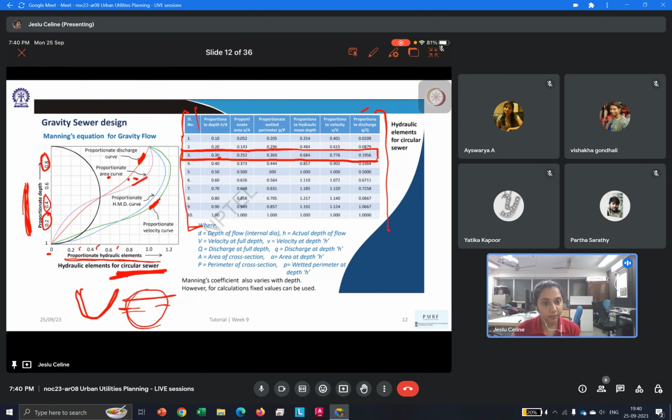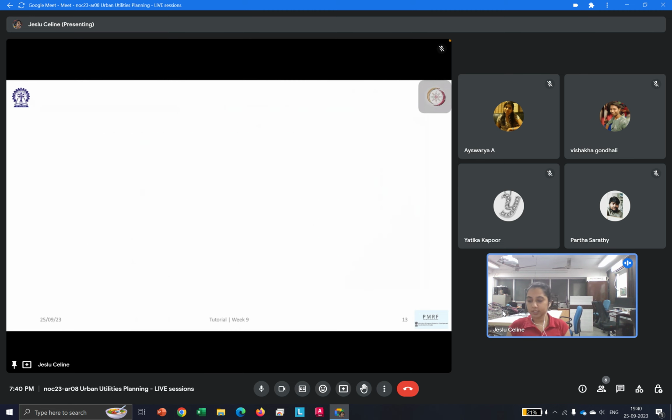So we've been asked to find the velocity. What is given here is v by V, where capital V is the velocity for 100% flow, and small v is what we are interested to find. And then this is q by Q, where capital Q is the discharge for 100% flow through the pipe, and small q is what we're interested to find. So two values we are getting, 0.776 and 0.1956. Let's take these values and then find.